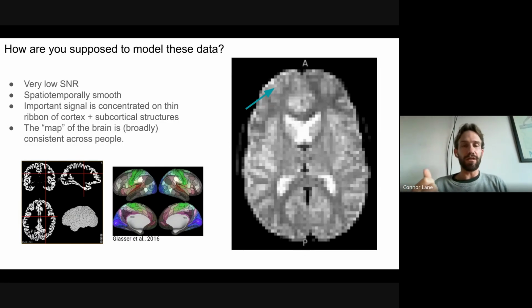Then finally, another important feature is that the brain has a standard map, where each person has roughly the same areas in roughly the same positions that do roughly the same things, modulo some wiggling around. Mostly the brain has a consistent map, similar to how the Earth has a consistent map of continents always in the same place. The brain has a consistent functional and anatomical map. So we should really leverage these properties when we go about trying to model the data.